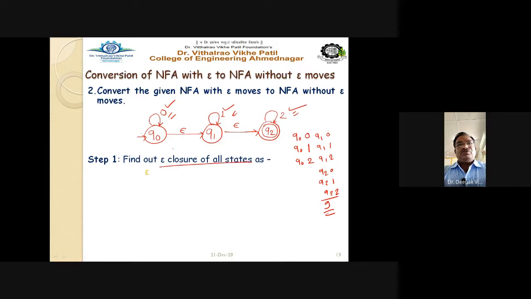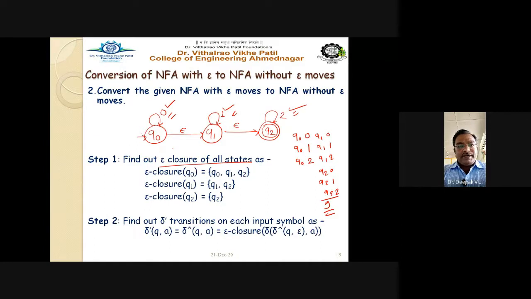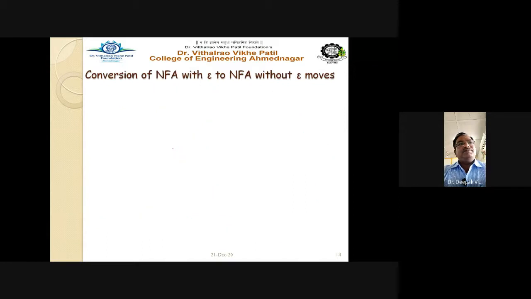So epsilon closure of Q0 is nothing but Q0, Q1, Q2. Epsilon closure of Q1 is nothing but Q1, Q2, and epsilon closure of Q2 is Q2 itself, right? The second step, you know it, delta transitions, total 9 delta dash transitions for the 3 different inputs, we have to find out. The way is simple.